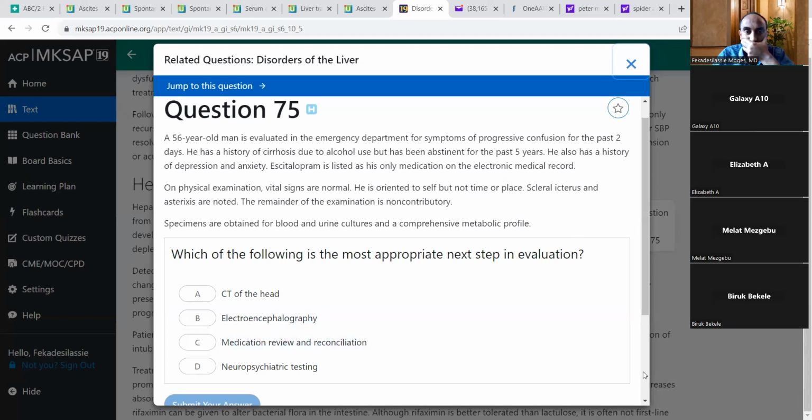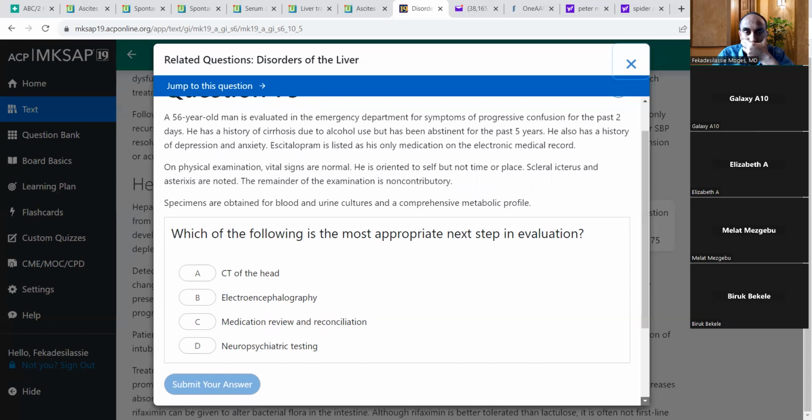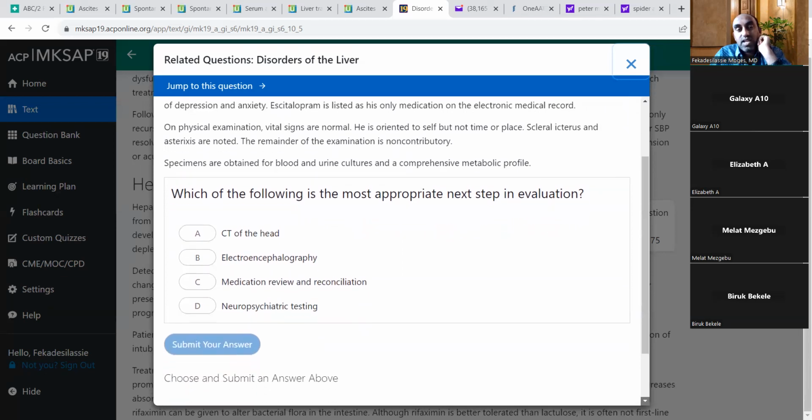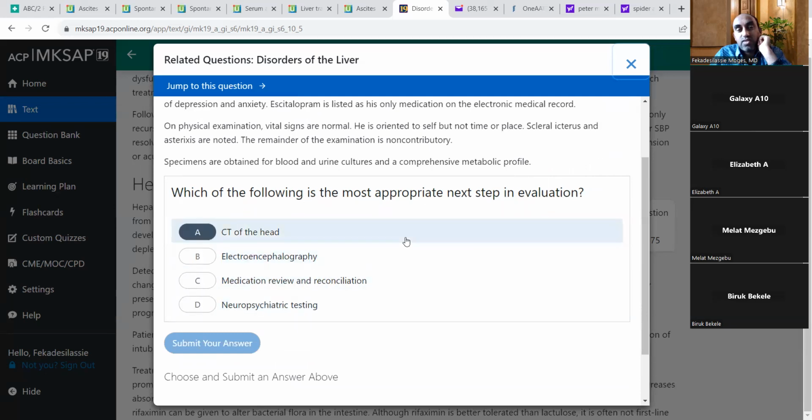Which one would it be? So most probably, what's your diagnosis? What is the diagnosis you suspect first? Acute on chronic liver disease. But specifically, which complication is apparent in this patient? Yeah, hepatic encephalopathy. It looks like hepatic encephalopathy, right? So think along that line. Which one should you do?